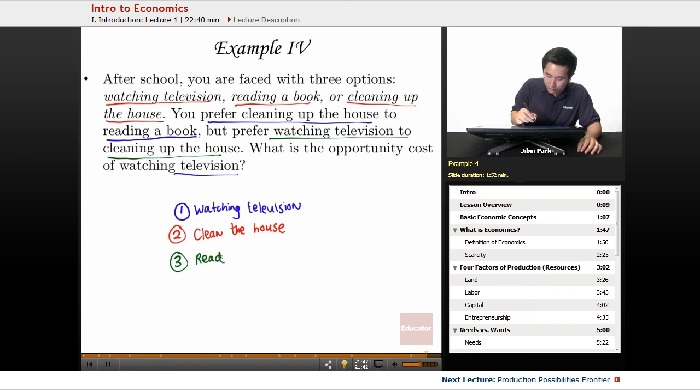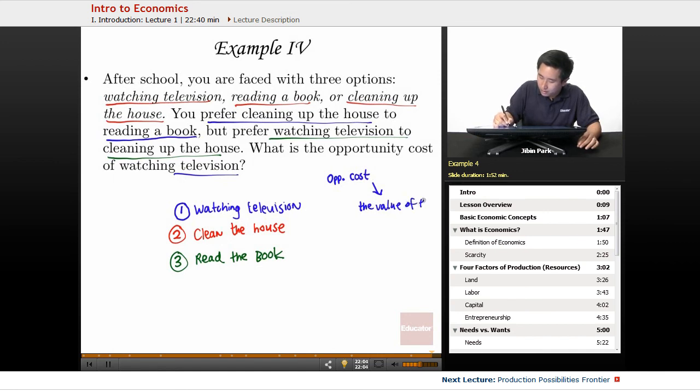So there are three different things that you are doing here. What is the opportunity cost of watching television here? Again, the definition of opportunity cost doesn't hurt to commit to memory. Opportunity cost is the next best alternative of a decision that you make. It is basically the value of the choice you did not make.